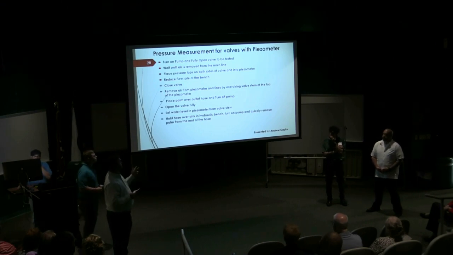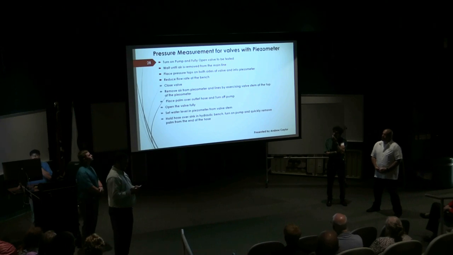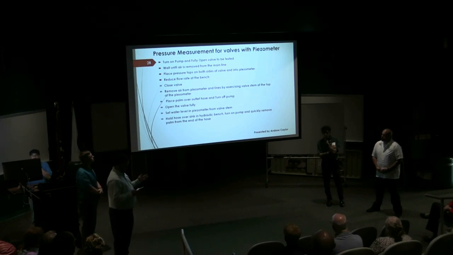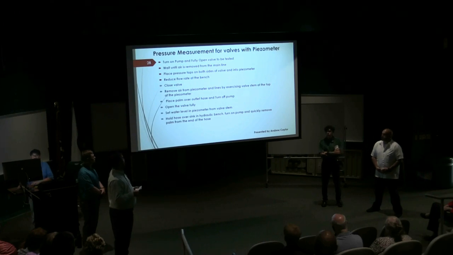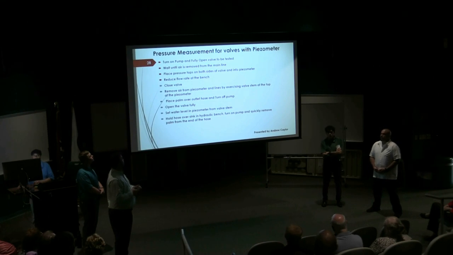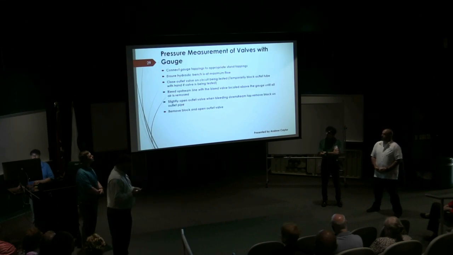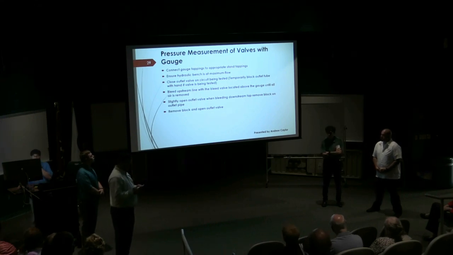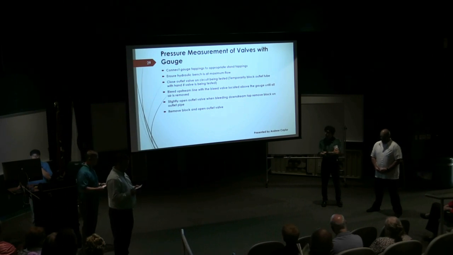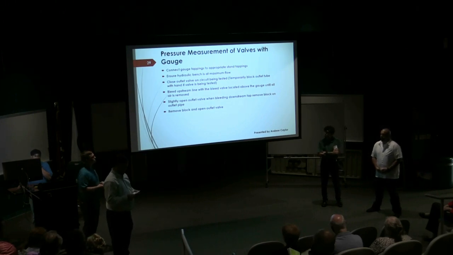Here's the procedure for the pressure measurement for valves with the piezometer. This is the procedure for measuring pressure drops across valves. This was developed with much trial and error. Here's the procedure to switch from piezometer to gauge. The piezometer went out of range, so we switched over to using a pressure gauge to get more accurate readings. Then we converted those gauge readings into meters of water to stay consistent.